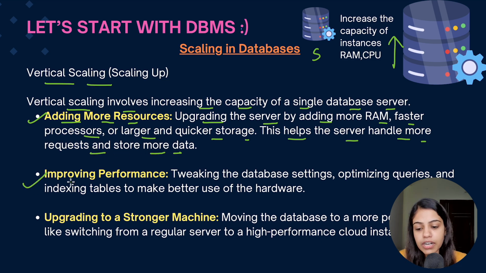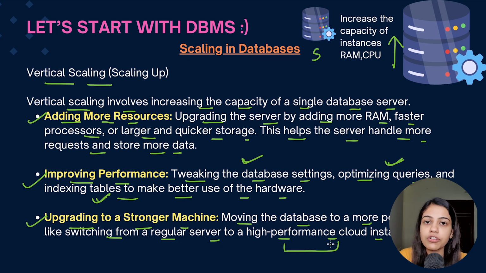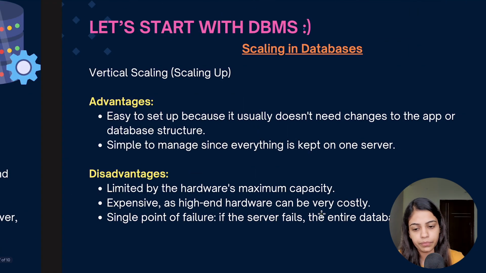Now coming to the next pointer, that is improving performance. So tweaking the database settings, optimizing queries and indexing the tables to make better use of hardware. Now coming to the third point, that is upgrading to a stronger machine. So moving the database to a more powerful server, like switching from a regular server to a high performance cloud instance. Whenever we switch to a high performance cloud instance, we can do the vertical scaling and get our data very quickly.